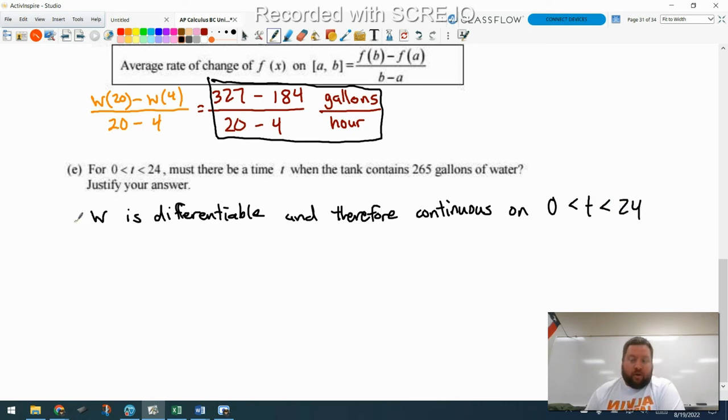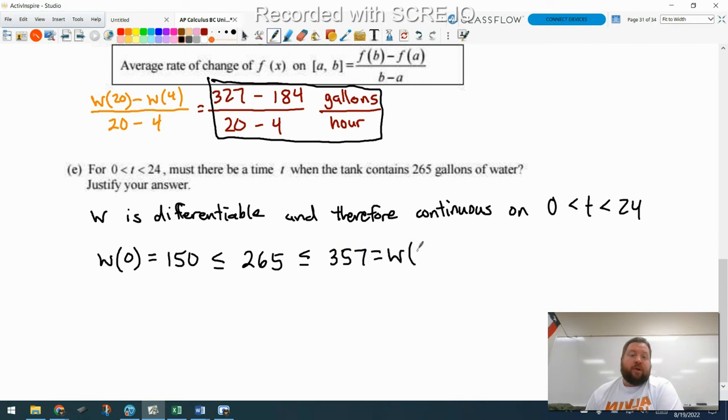So they're looking for that. That's going to be a point. All right, then you need to show that 265 falls in between two values. So I'm going to do this all at once. W of 0 is equal to 150, which is less than or equal to 265, which is less than or equal to 357, which is equal to W of 24. Therefore, IVT applies.